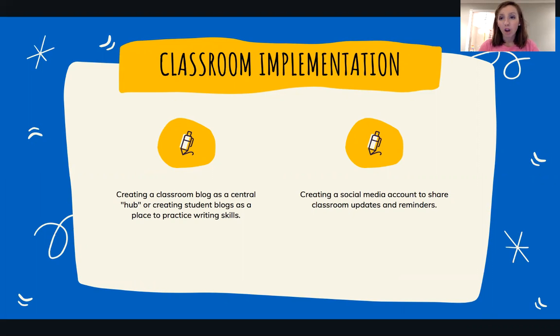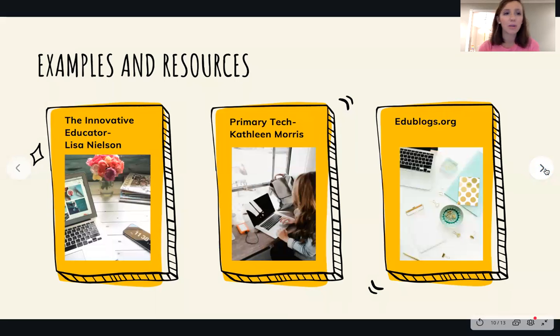So for a blog, you could create a blog as a central hub for your classroom, or create student blogs where students can practice their writing skills, or kind of like in the movie Freedom Writers, a safe place for them to share. And as far as microblogs, you could create a social media account to share classroom updates and reminders just really quick, like, hey guys, don't forget to bring your box up to school tomorrow, or hey guys, don't forget, we have a paper due tomorrow, or there's a pep rally, wear your black and gold. So two examples.